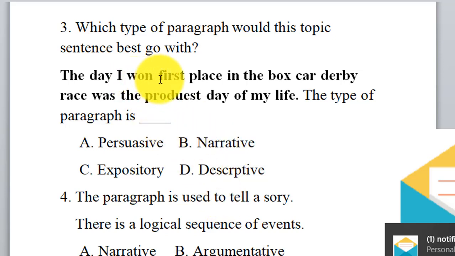This is not descriptive because it doesn't describe an object or something or a place or a person. So it's not descriptive. Expository. What does it expose? What does it explain? What information does it give?